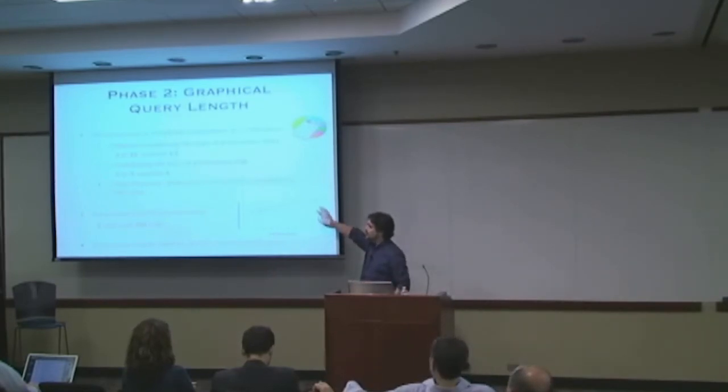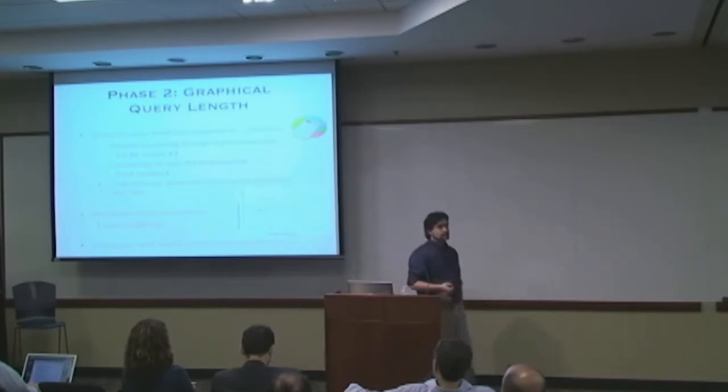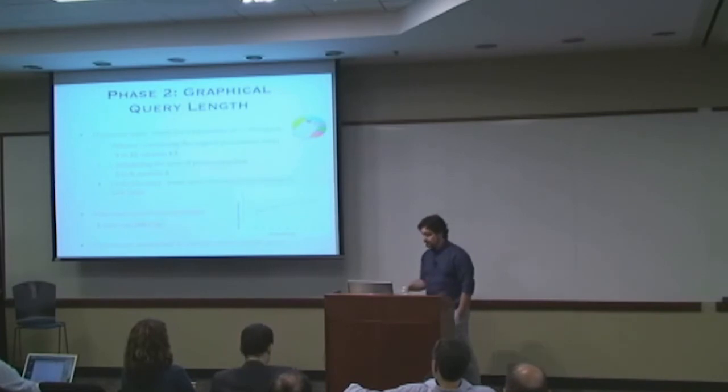The more important thing was that the complexity of the query grows linearly, about one node per 200 links, according to our data. Okay, so a fairly gentle slope in terms of increasing complexity.